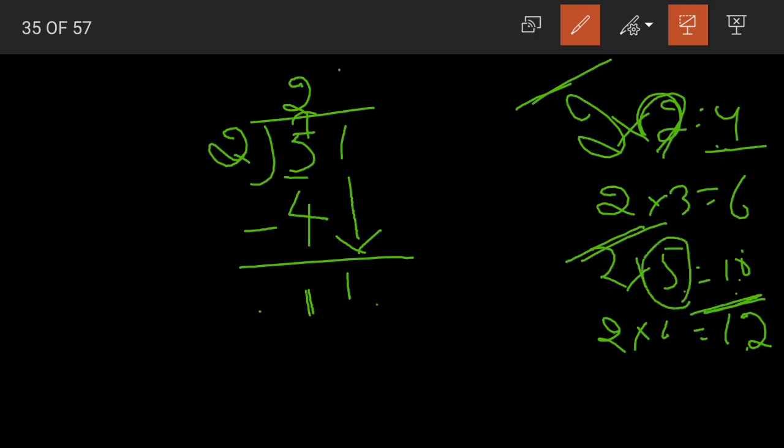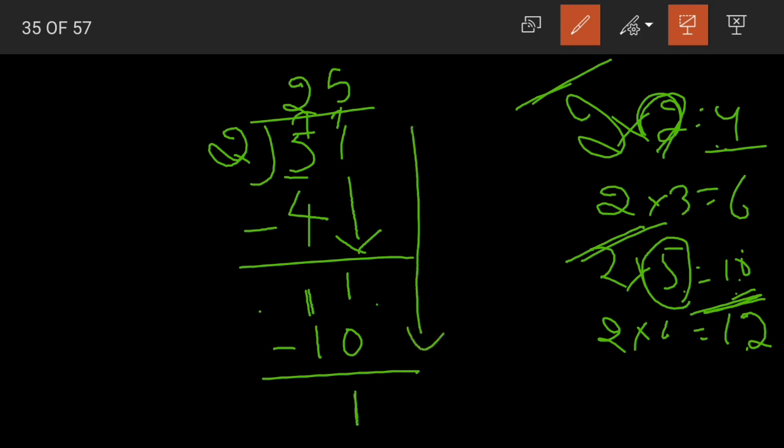So we write this 5 in the quotient above our 1 and then write 10 below 11. When we subtract, 11 minus 10 gives 1 as our answer. Now after this, do we have any digit to bring down, children? No, right? And this number 1 is less than our divisor 2. So we cannot further divide it.